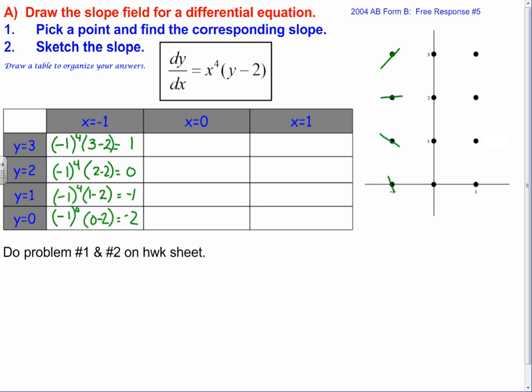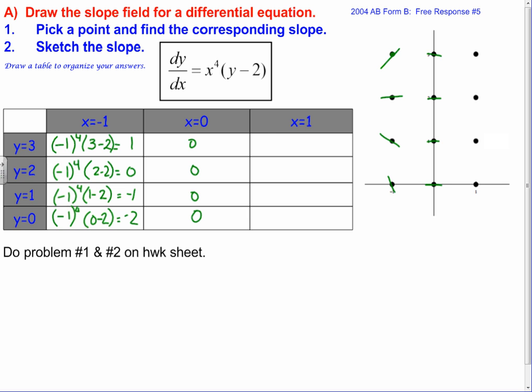When I put in x of 0, look what happens. It doesn't really matter what goes on with the y parentheses. What is going to rule on this one is the 0 factor. So indeed, this whole column will end up with 0 slopes. So horizontal lines on all 4 of those.